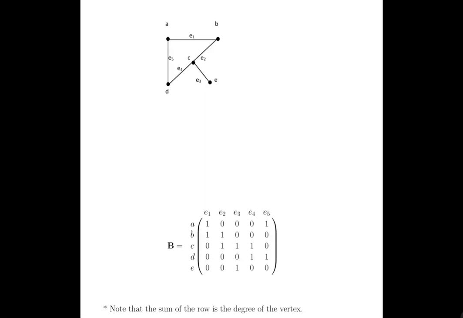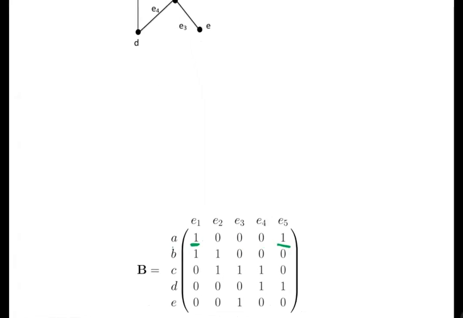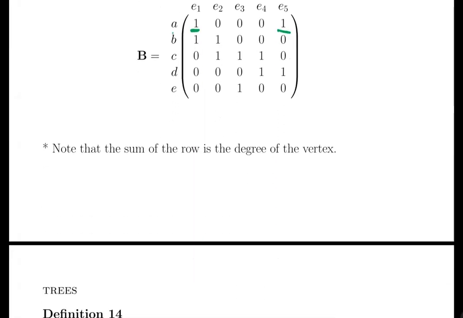right? Is A, there's a 1 there, so A and E1, are they incident? Yeah, they are. A and E5 is also incident, right? A is not, that vertex is not incident to any of the other edges. So it turns out here, like it says, the sum of the rows is the degree of the vertex. Okay, so it's kind of an interesting representation of a graph.